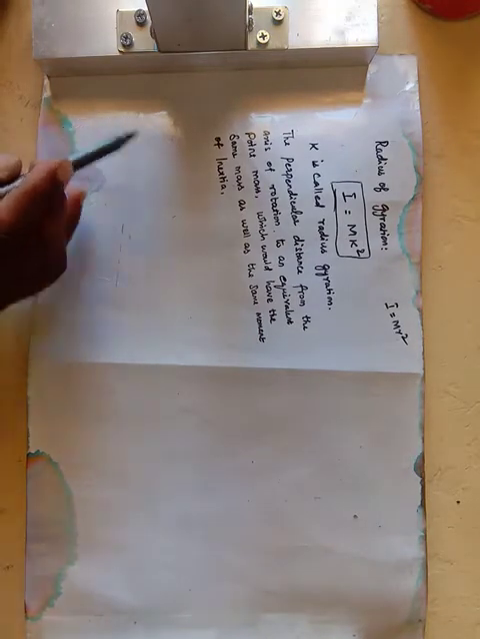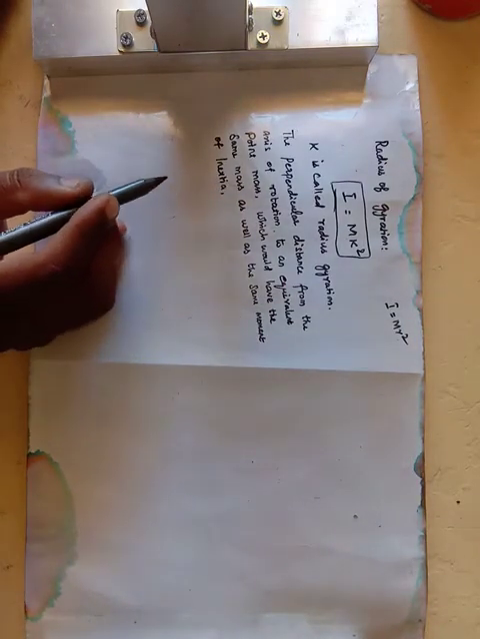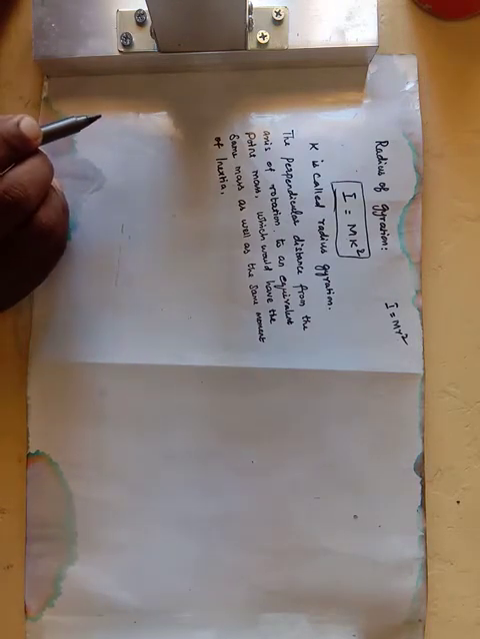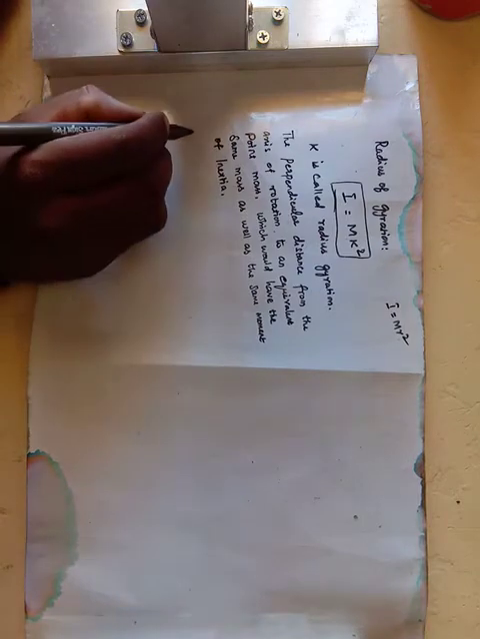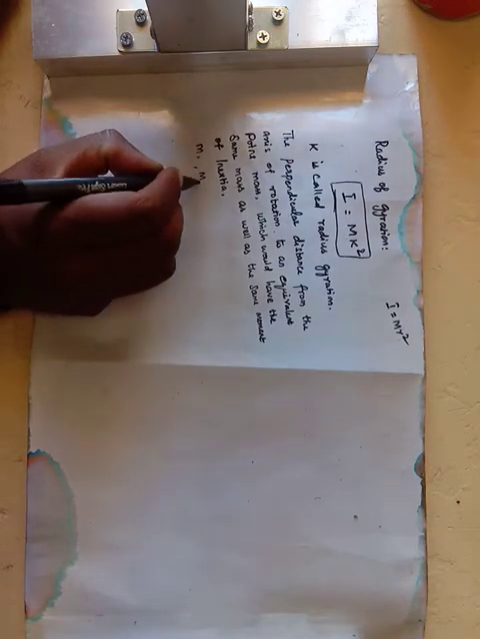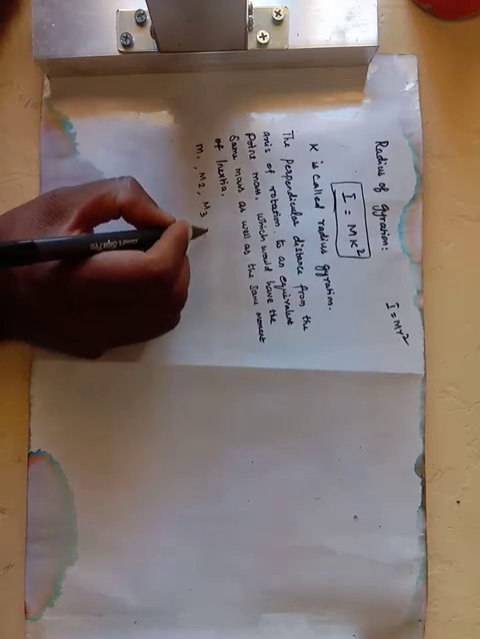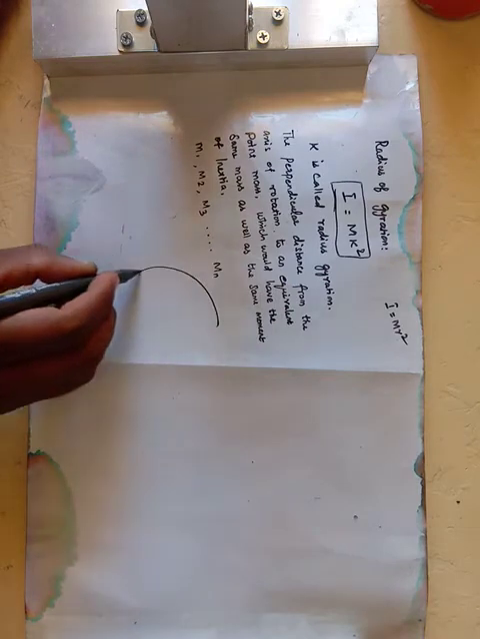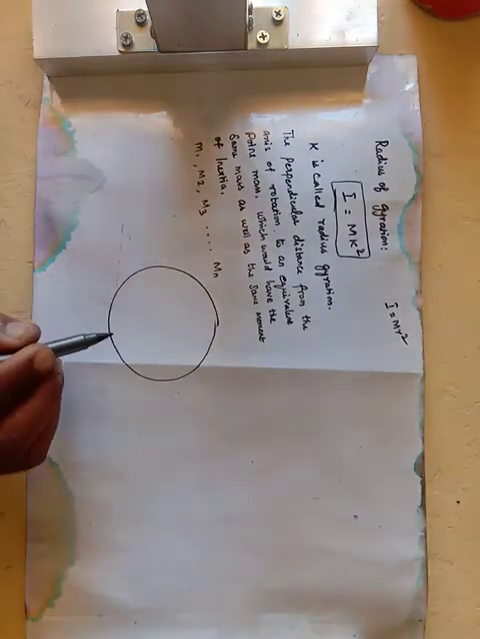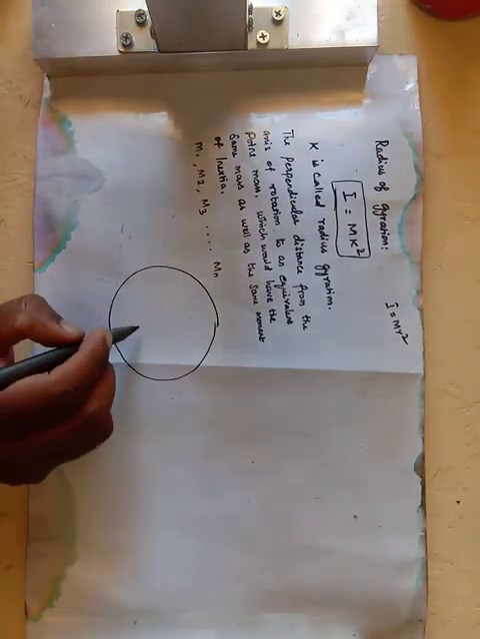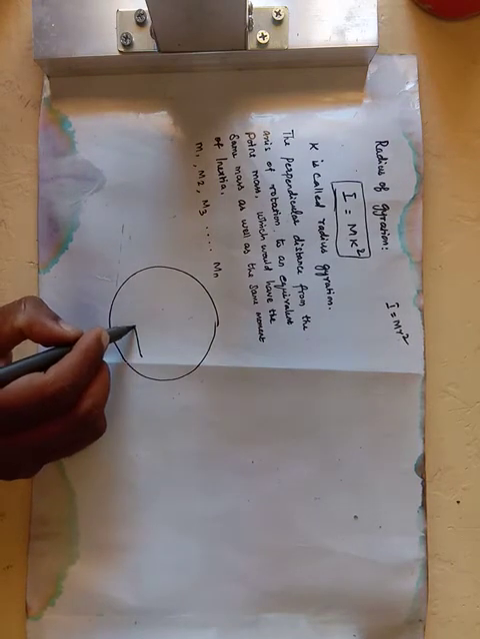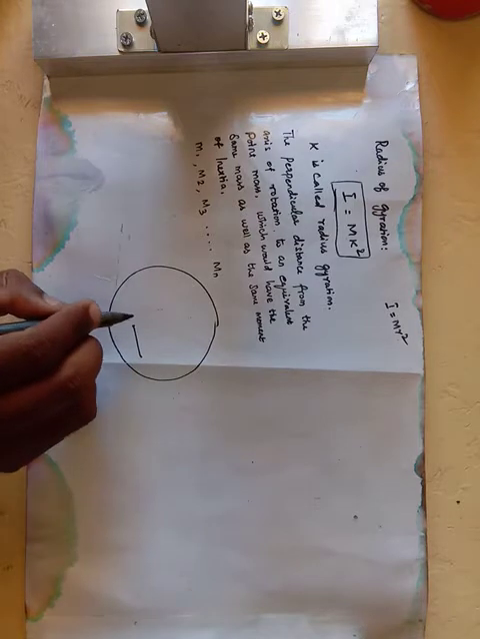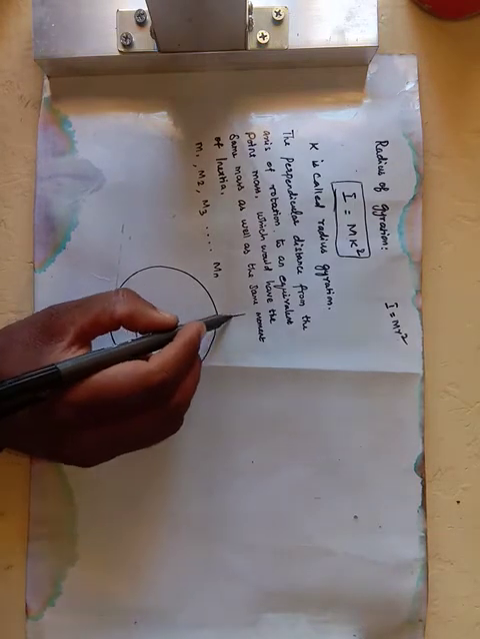Okay, students. To understand this, we consider a rotating rigid body, which has masses m1, m2, m3 and so on up to mn. It has point masses. So we are taking one rigid body with point masses m1, m2, m3, m4. Okay, this is the axis.